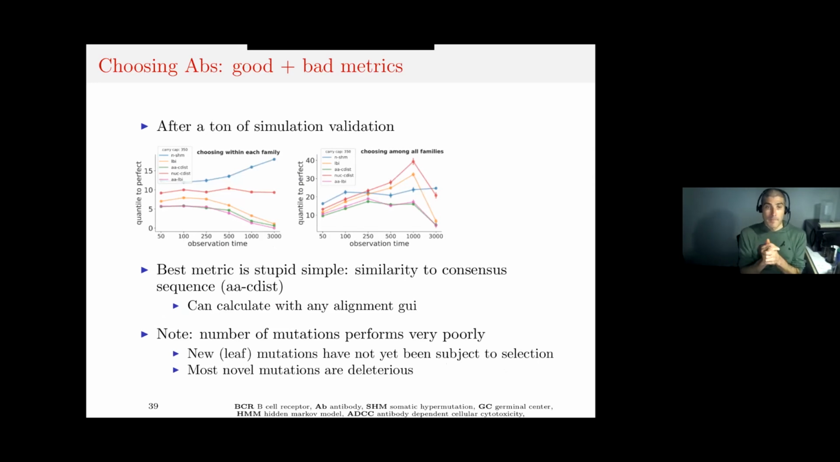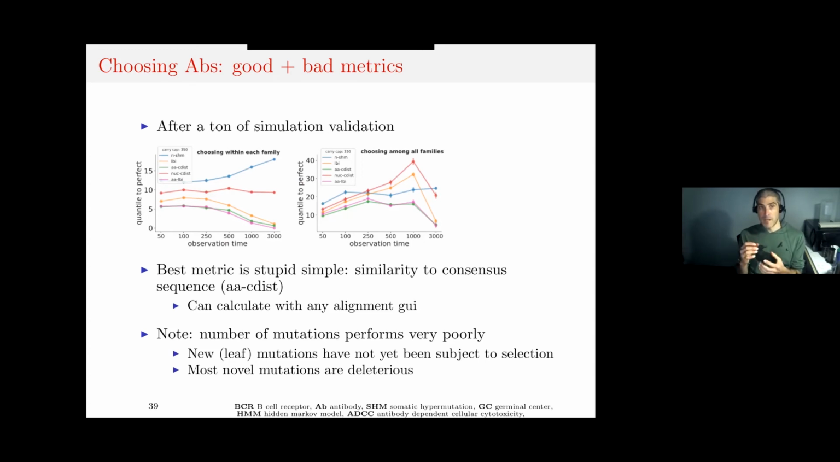So anyway, if you go through all of the simulation validation on this and check what different metrics work, happily enough, it turns out that basically the simplest method you could think of works better than all the others. So this is the consensus sequence. For each family, the sequences that are closest to that family's consensus sequence are most likely the highest affinity. And in retrospect, this is not particularly surprising, I think.